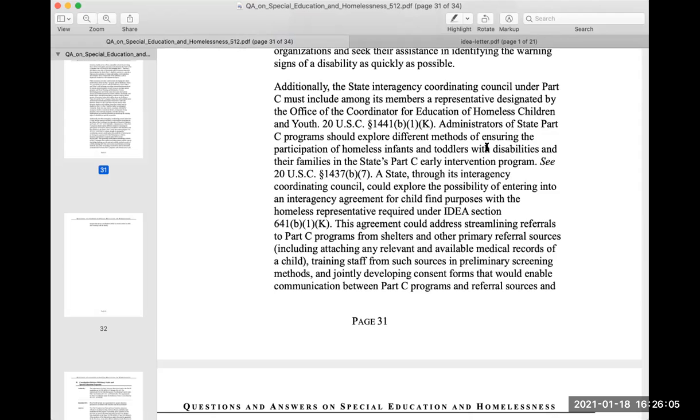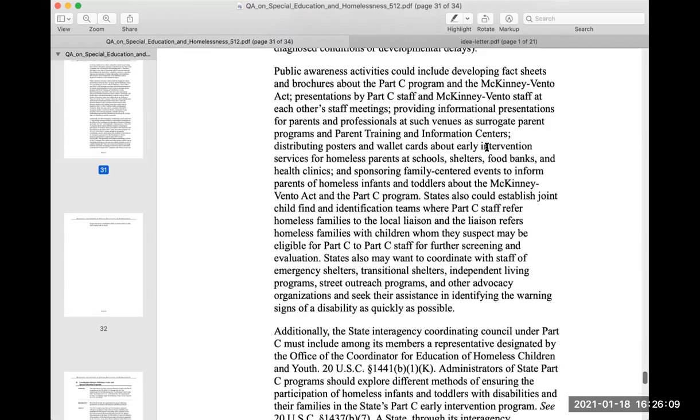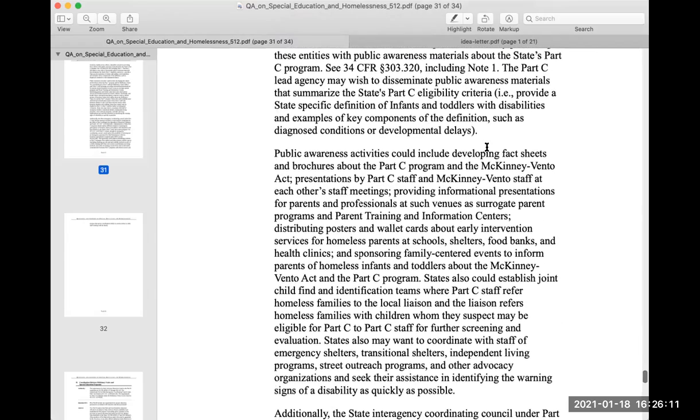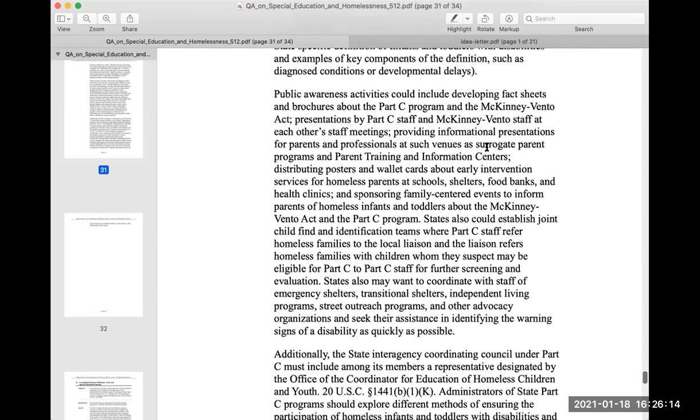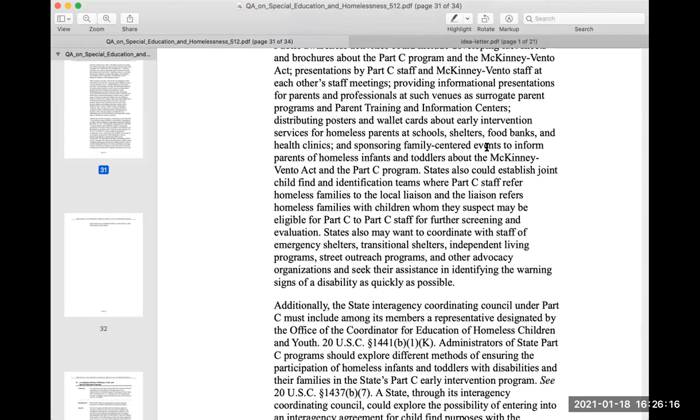Additionally, the State Interagency Coordinating Council under Part 100 must include among its members a representative designated by the Office of the Coordinator for Education of Homeless Children and Youth. 20 U.S.C. paragraph 1441(b)(1)(K). Administrators of state Part 100 programs should explore different methods of ensuring the participation of homeless infants and toddlers with disabilities and their families in the state's Part 100 Early Intervention Program. See 20 U.S.C. paragraph 1437(b)(7).